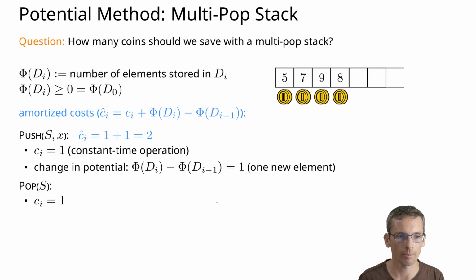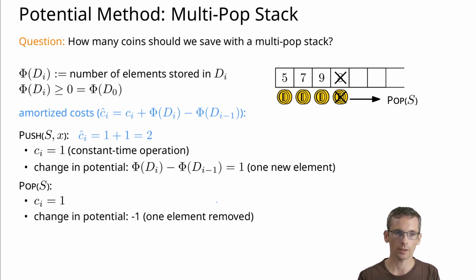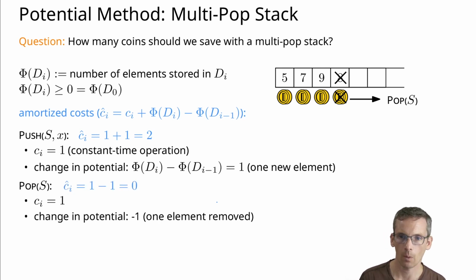Okay, let's have a look at pop. Pop has an actual cost of 1. How does the potential change? By pop, I remove an element, so the number of elements drops by 1. So the change in potential is minus 1. Actual cost plus change in potential: 1 minus 1 is 0. Pop has an amortized cost of 0.